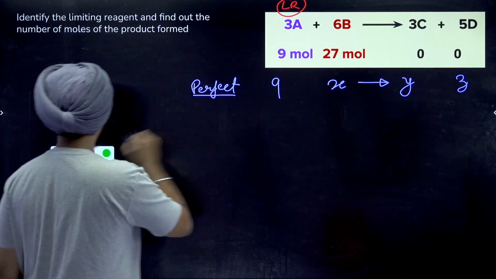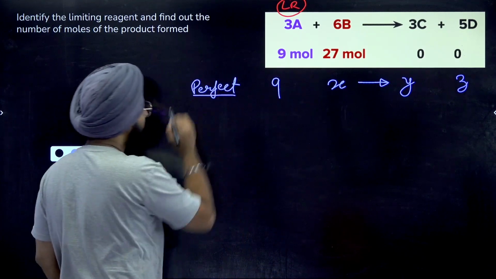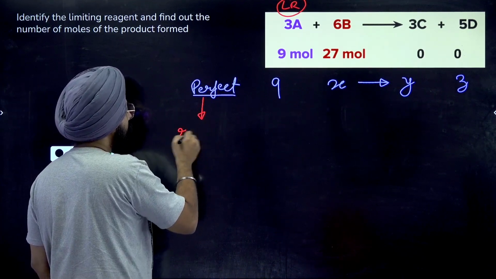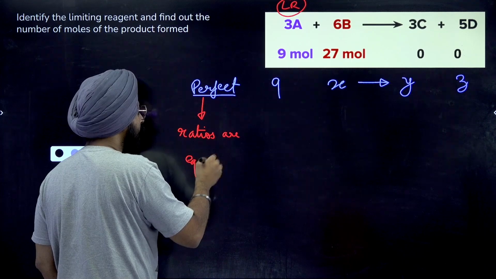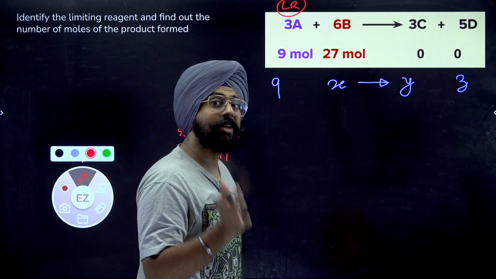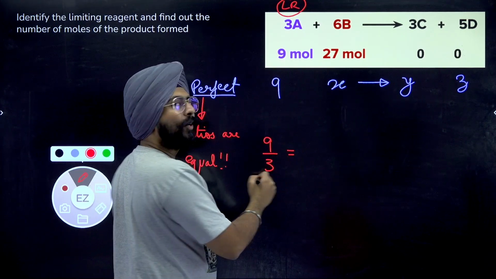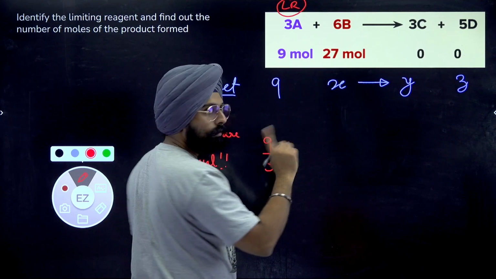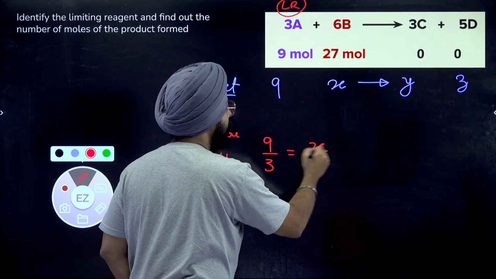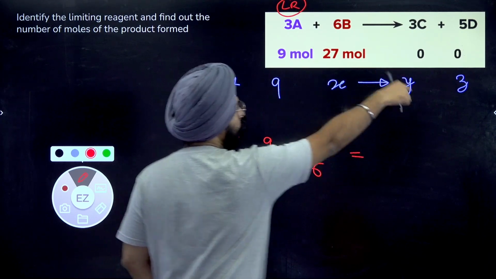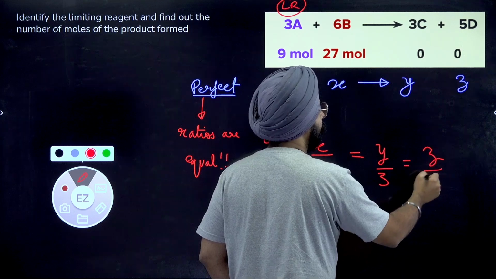Now, my dear friends, as you would remember from the video that you just saw, in the perfect scenario, ratios are equal to each other. So what's the ratio? 9 by 3. It'll be equal to 27 by 6. No, 27 is not the perfect amount. X is the perfect amount. So we'll write X divided by 6. This will be equal to Y divided by 3. This will be equal to Z divided by 5.